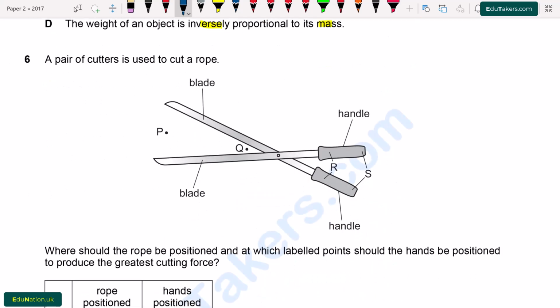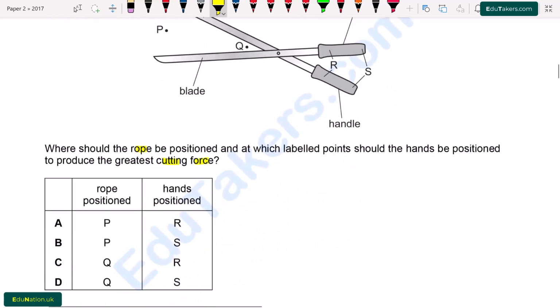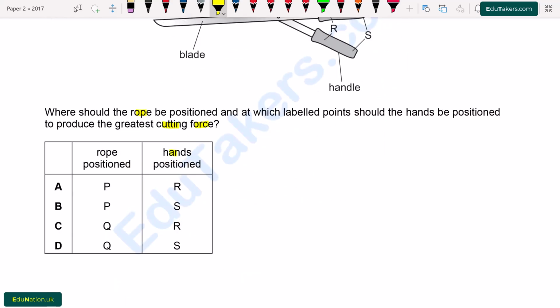Question number 6. A pair of cutters is used to cut a rope. Where should the rope be positioned and at which labeled point should the hands be positioned to produce the greatest cutting force? Rope positioned, hands positioned. Option A, P and R. B, P and S. C, Q and R. D, Q and S.